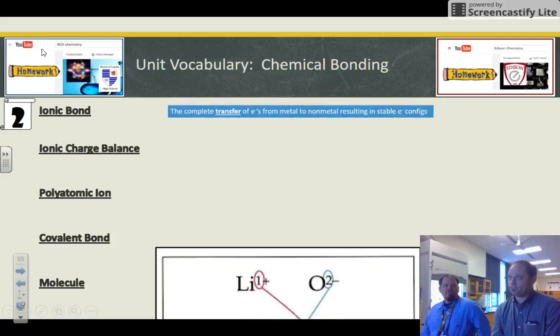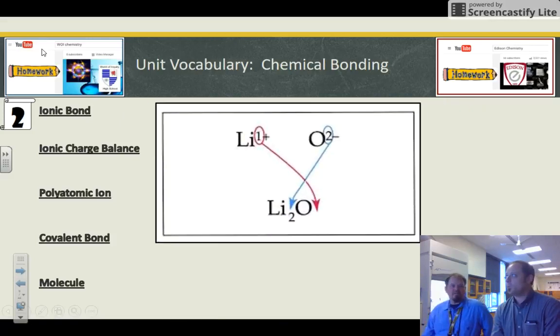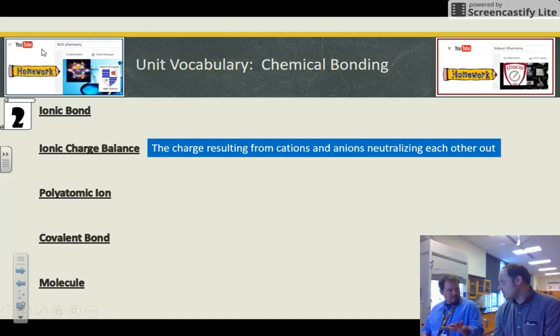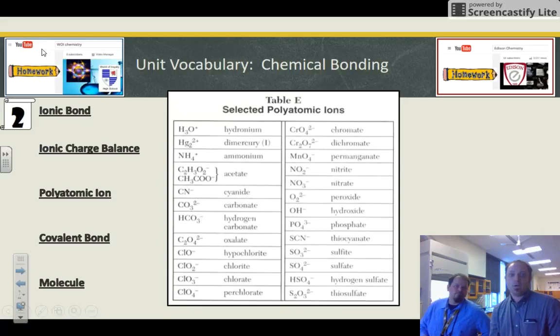This is ionic charge balance. This is where I take the charges of the 2 ions, and I have to have enough so that they cancel out to be either a neutral compound or a polyatomic ion with a charge. So the charge resulting from cations and anions canceling each other out, so to speak, pluses and minuses.